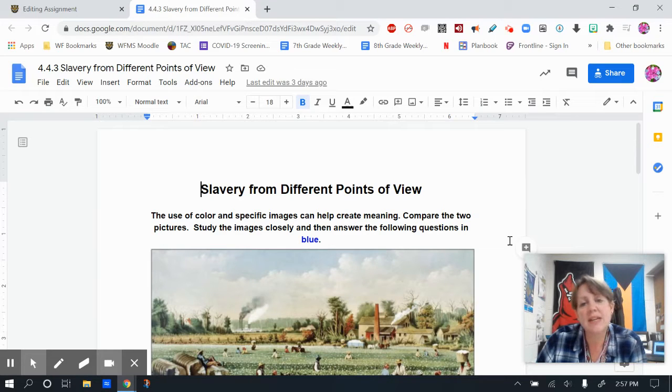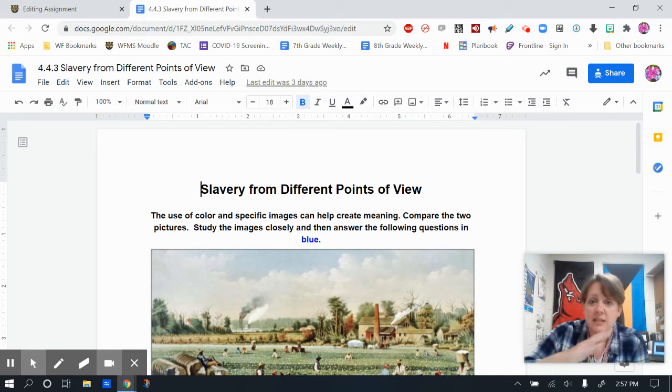Hello, I wanted to explain what your assignment is for slavery from different points of view. What we're going to actually look at are two paintings. In the last assignment, we read two passages, primary sources from the time period of actual people who were slaves. Now we're going to look at paintings that portray slavery from two different points of view.